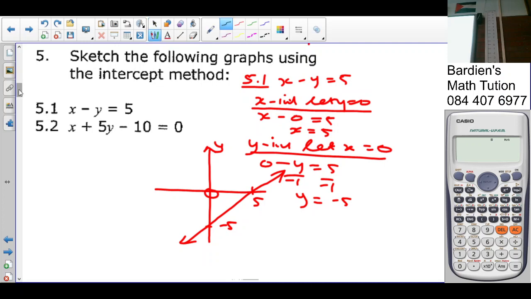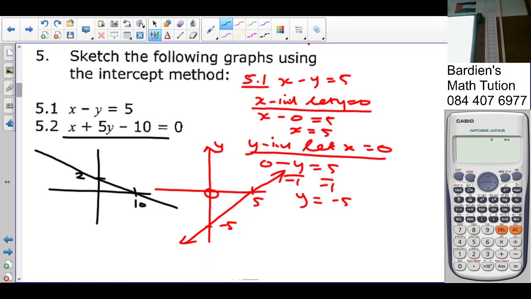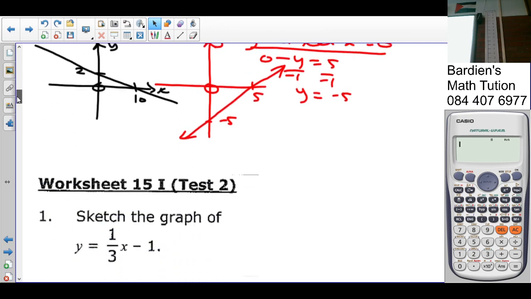Then, for this one here, I'm not going to do the calculation, but the x-intercept will be at 10, and your y-intercept will be at 2. So the graph is going to look like that. Any problems there? Of course, that's your y and your x and your 0 there. Alright, let's carry on.